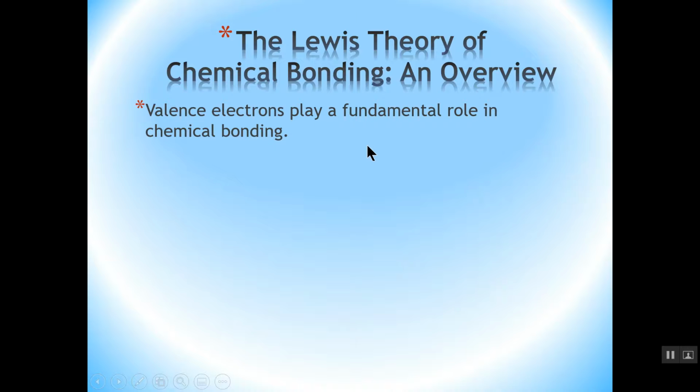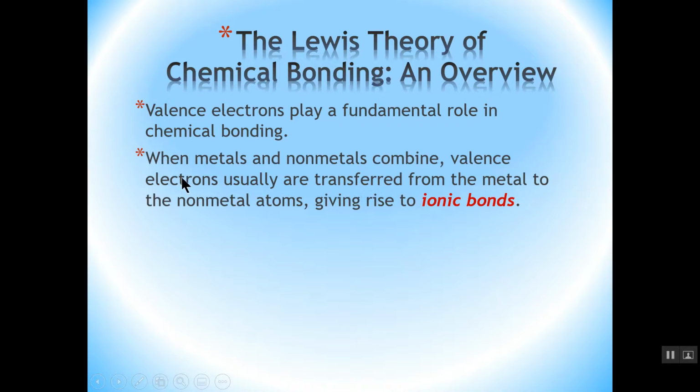Now, if you remember, we talked about valence electrons in the last chapter. The valence electrons are those electrons occupying the valence shell, which is the highest energy shell in the atom. Now, when you have a compound formed between a metal and a nonmetal, then usually what happens is that you have the transference of valence electrons from the metallic atoms to the nonmetallic atoms, and this gives rise to what we call ionic bonds, right? So the ionic bonds would be the attractive forces that exist between the ions after you have the transfer of electrons from the metal to the nonmetal.